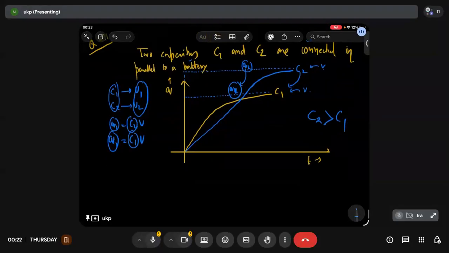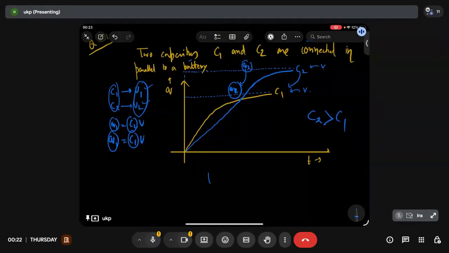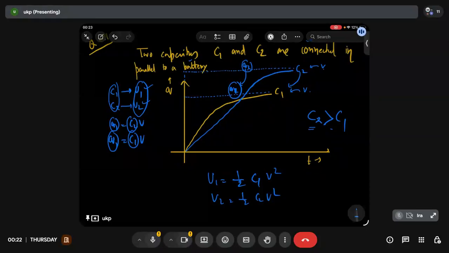Yes or no? The second comparison was between U1 and U2. Can I write U1 is nothing but half into C1 into the potential difference across it, V squared? For U2, half into C2 into V squared. I have already got that C2 is greater than C1. If C2 is greater than C1, which implies that U2 will also be greater than U1. So I have got a result that U2 is greater than U1. Is it clear? Does it make sense?